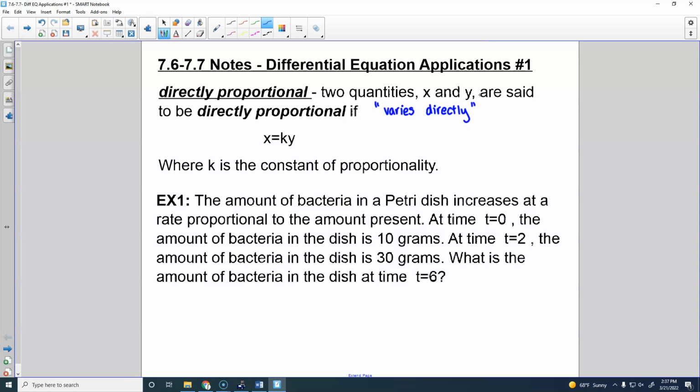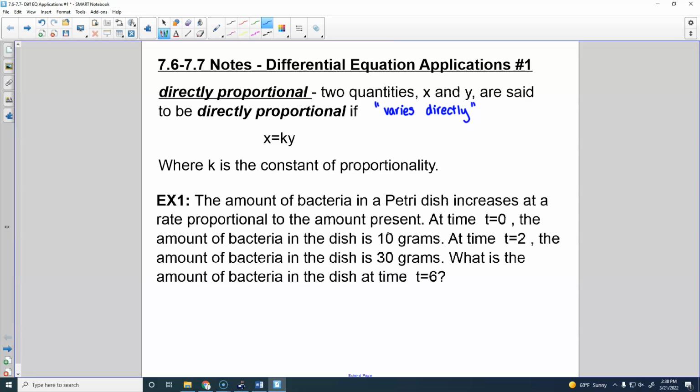So, the amount of bacteria in a petri dish increases at a rate proportional to the amount present. At time t equals 0, the amount of bacteria in the petri dish is 10 grams. At time t equals 2, the amount is 30 grams. What is the amount of bacteria in the dish at time t equals 6?